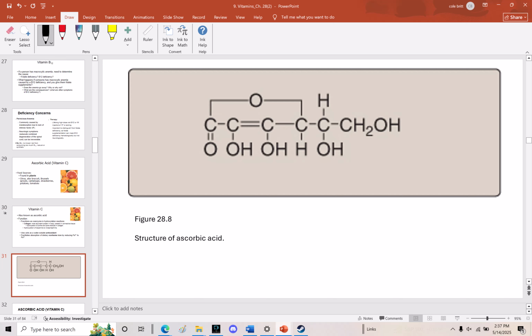Right, this is the structure. So you can see the hydroxyl groups. It can move hydroxyl groups, and that's why it's really good for these hydroxylation reactions, because it can actually donate a hydroxyl group to lysine, donate a hydroxyl group to proline, and that way you can make collagen.